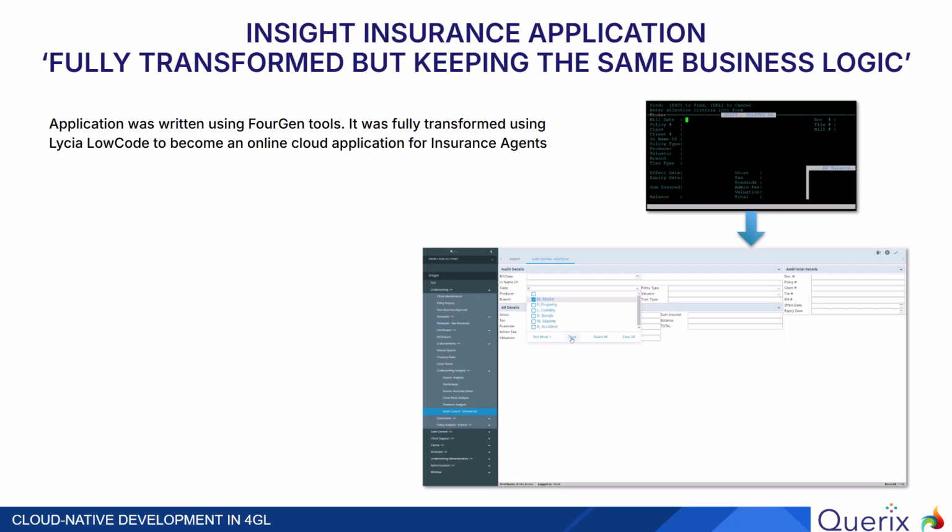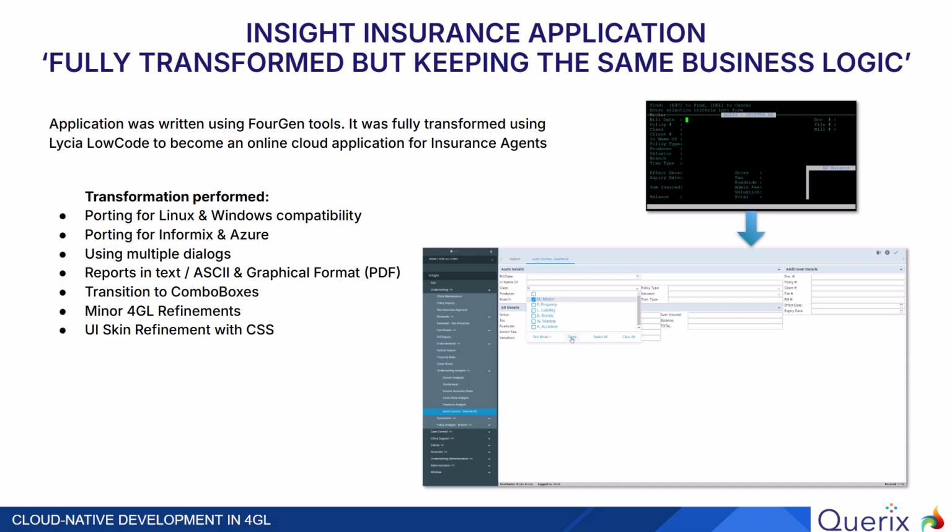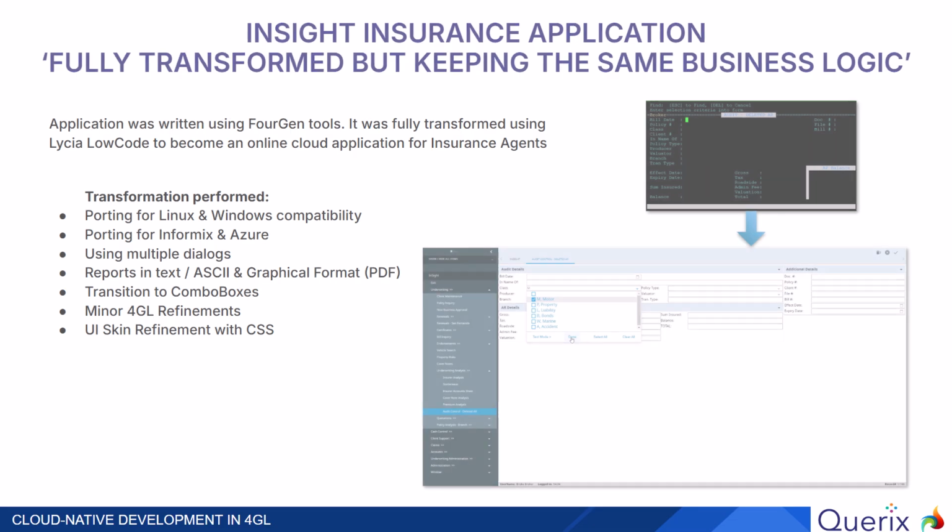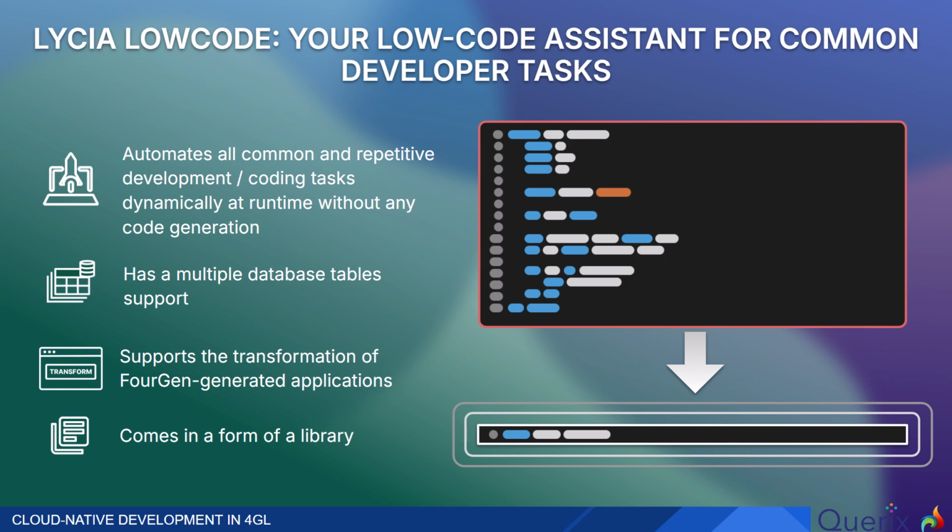The transformation of the Insight Insurance application is a full app transformation using Lycia low-code, from a character terminal app written using 4Gen tools to the online cloud-based application. More specifically, the transformation included porting for Linux and Windows, porting for Informix and Azure, using multiple dialogues, drawing reports in text, ASCII, and graphical format, PDF, transition to combo boxes, minor 4GL refinements, and UI skin refinement with CSS. You're probably already curious, what is Lycia low-code and how can it improve the development?